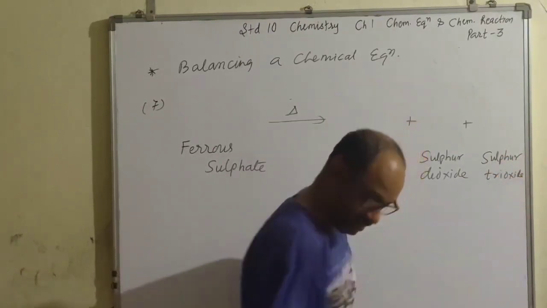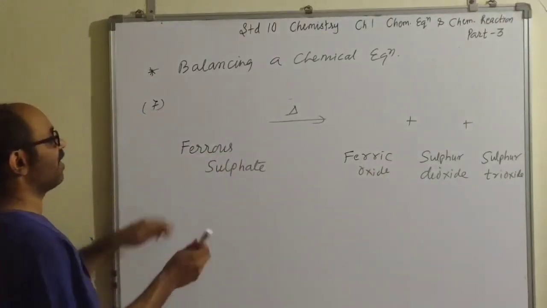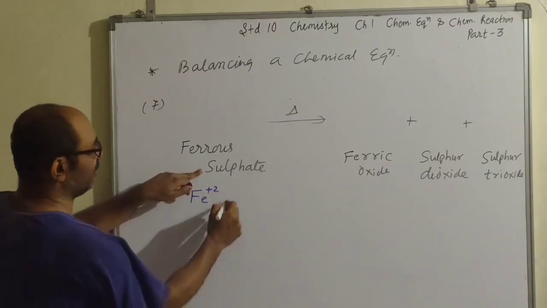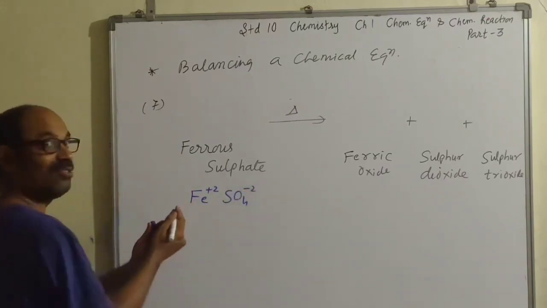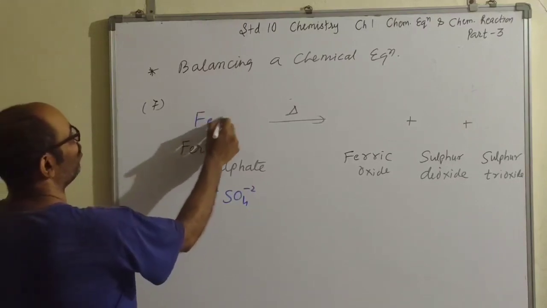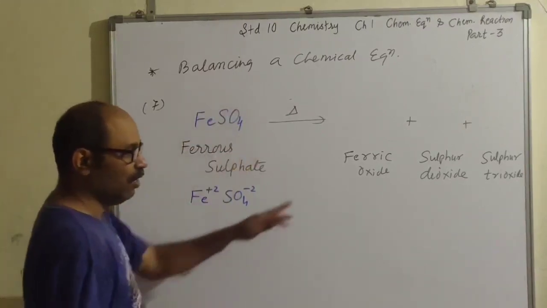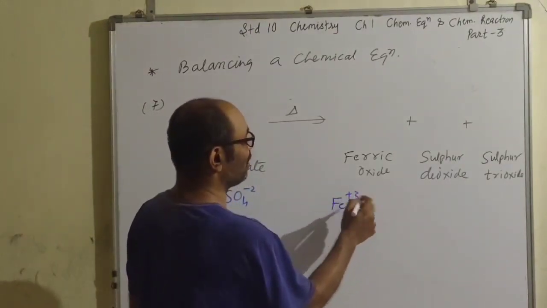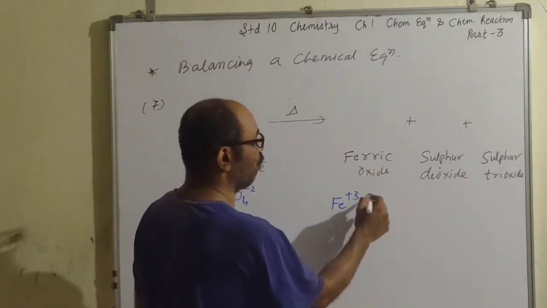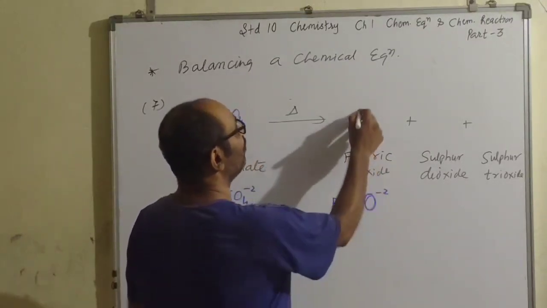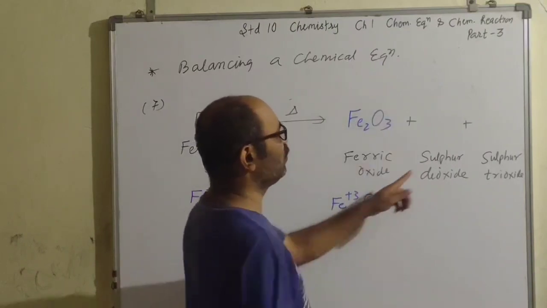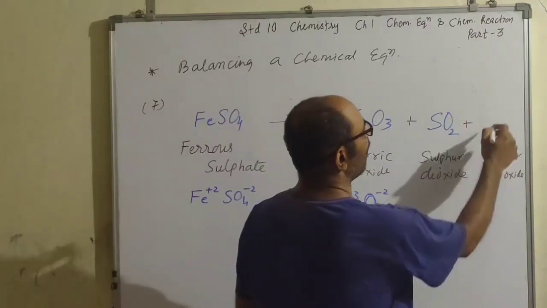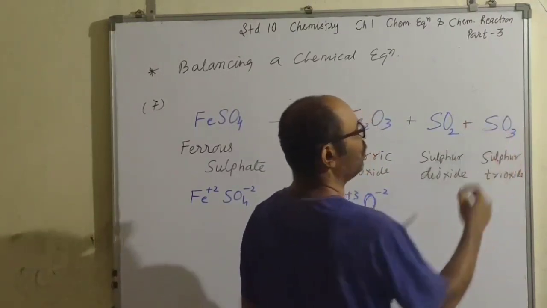Let's write the formula. Ferrous, remember, Fe plus 2, sulfate SO4 minus 2. So you got the formula FeSO4. When this is heated, you get ferric oxide, ferric is Fe plus 3, oxide is O minus 2. So Fe2O3. Sulfur dioxide, sulfur S and dioxide means O2. Sulfur trioxide, S and trioxide means O3.